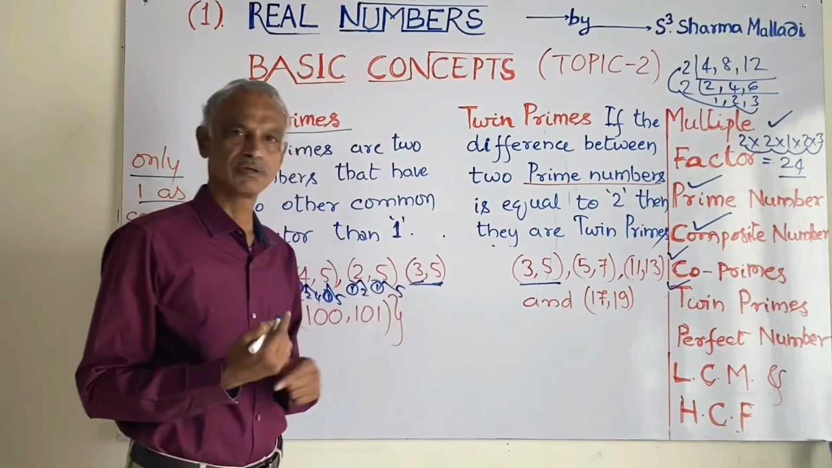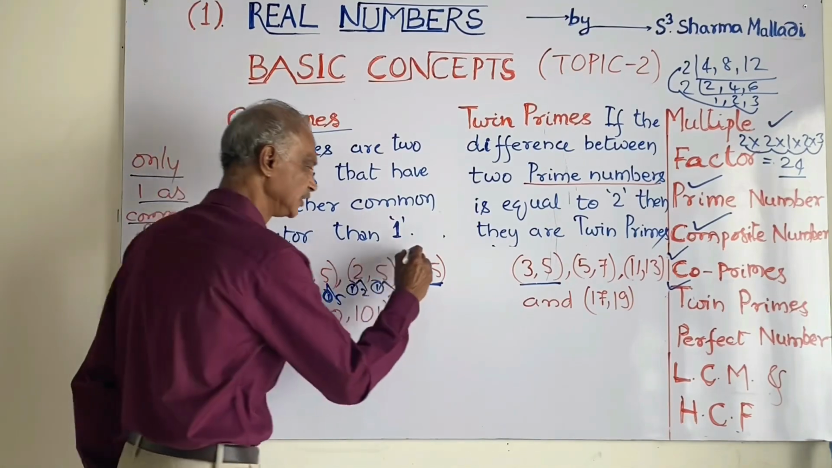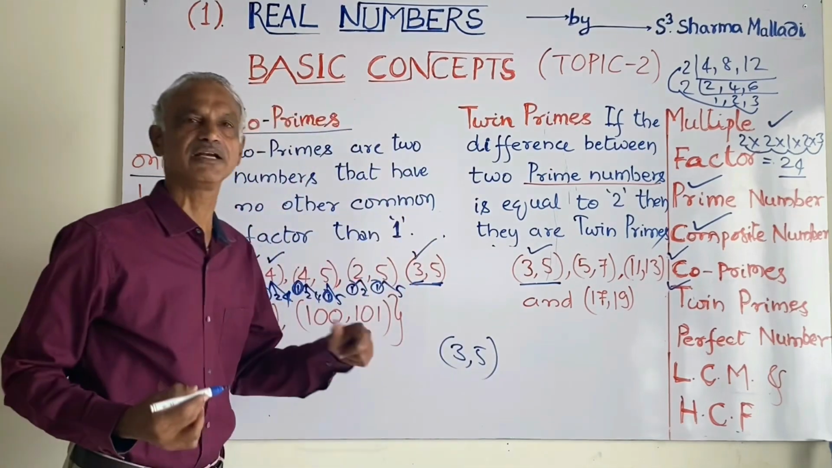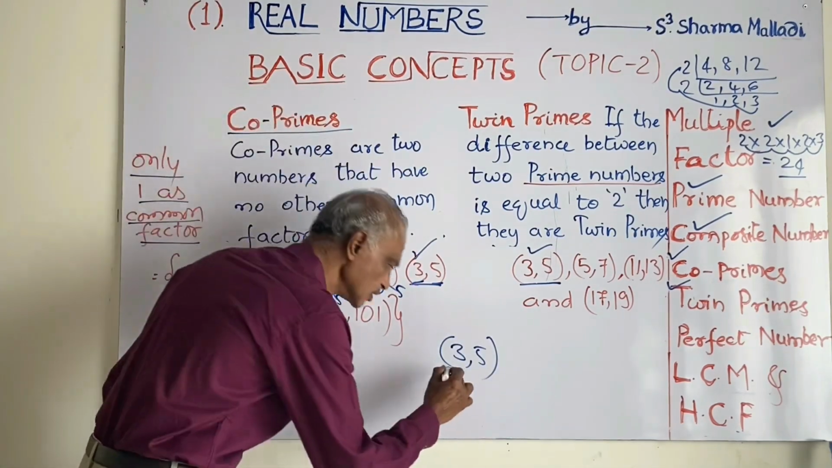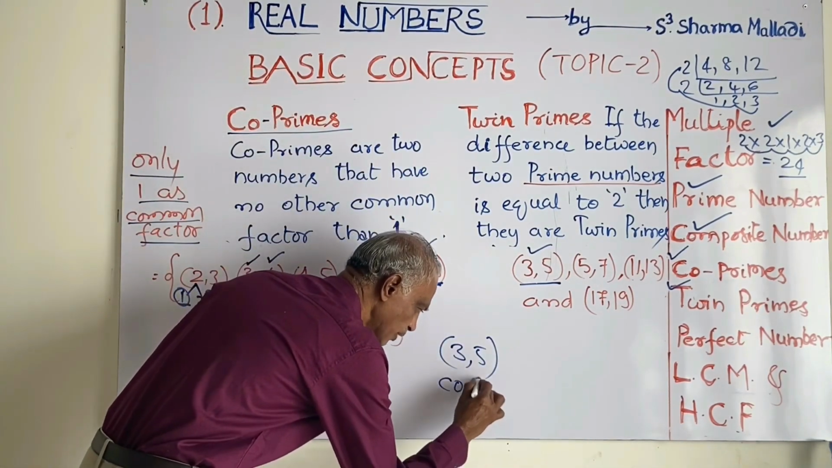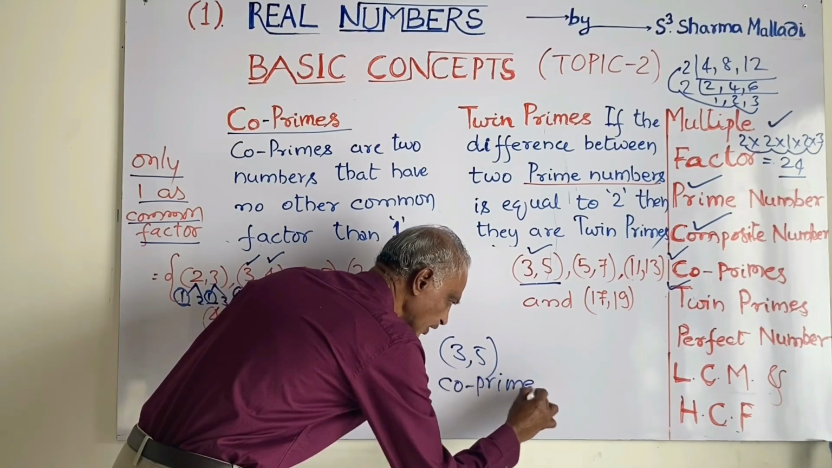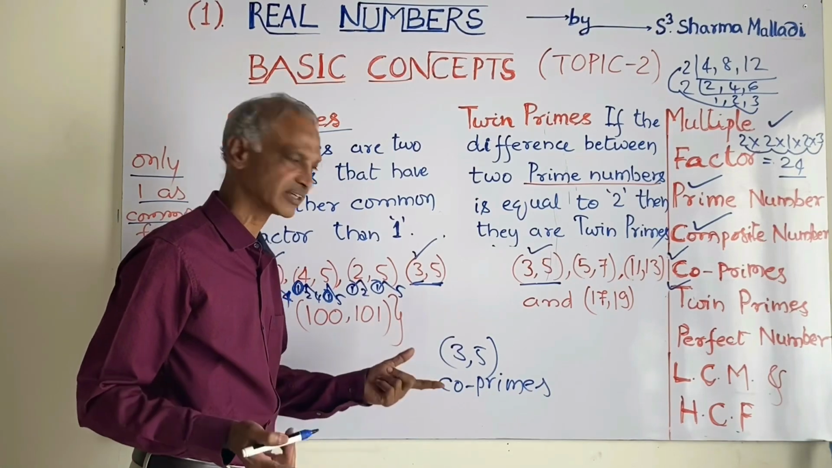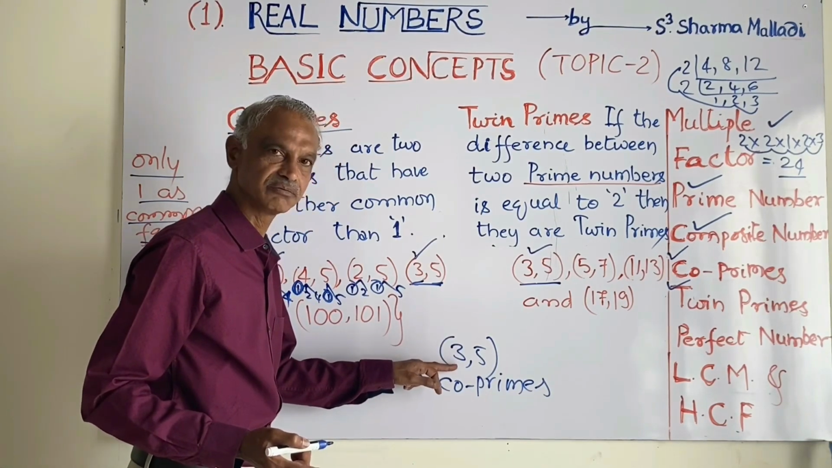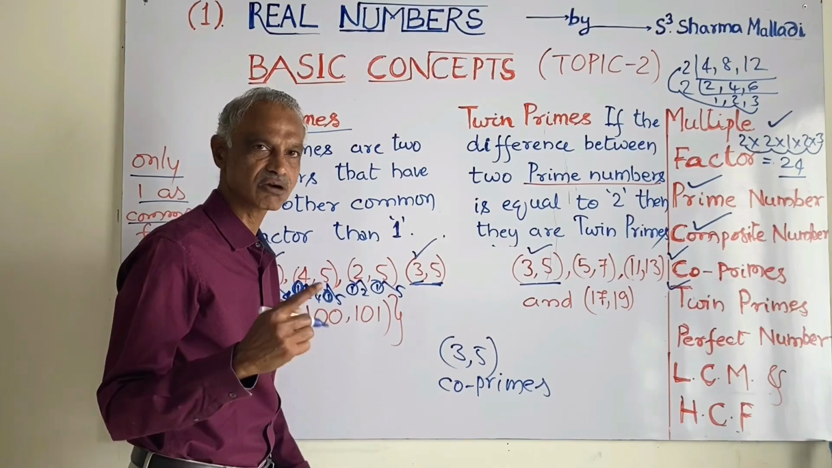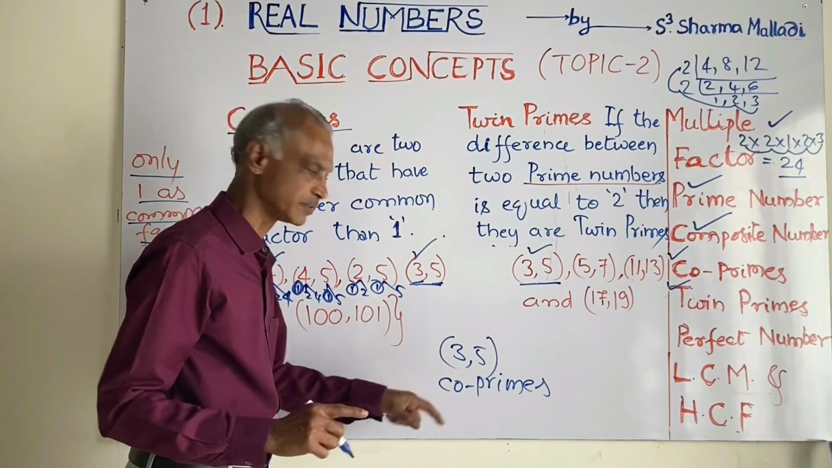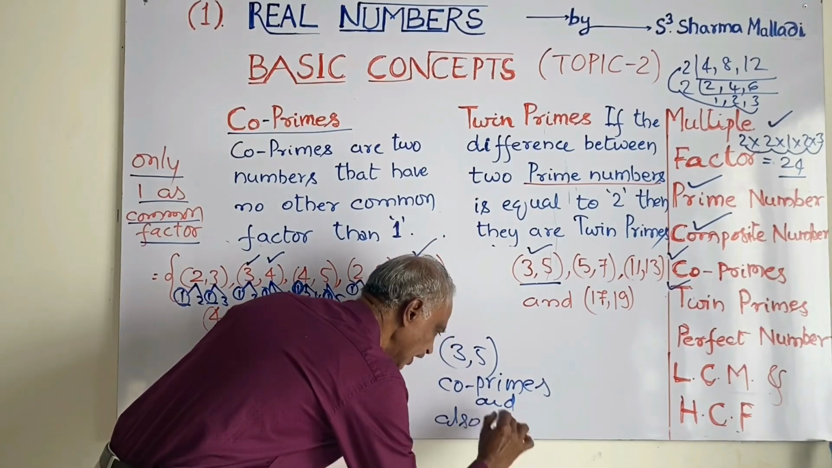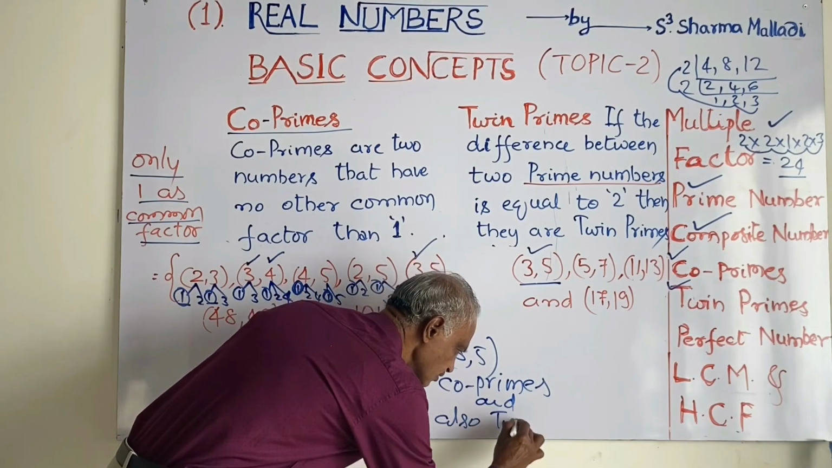And also you should understand one thing. 3, 5 you take. 3, 5 are co-primes and also twin primes. They are co-primes because what is the definition of co-primes? They are having 1 as the common factor. What is the common factor for both 3 and 5? 1 is the common factor. That's why they are co-primes, and also they are twin primes.